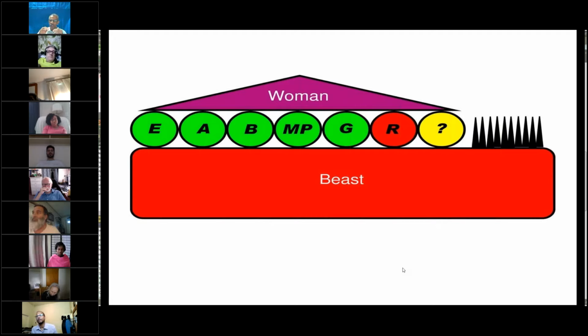What I know is that it says that these 10 horns are going to hate the prostitute, the whore. And they are going to eat her flesh, make her naked, and burn her with fire. They are the powers through which the beast will manifest his power. The beast will work through these 10 horns.